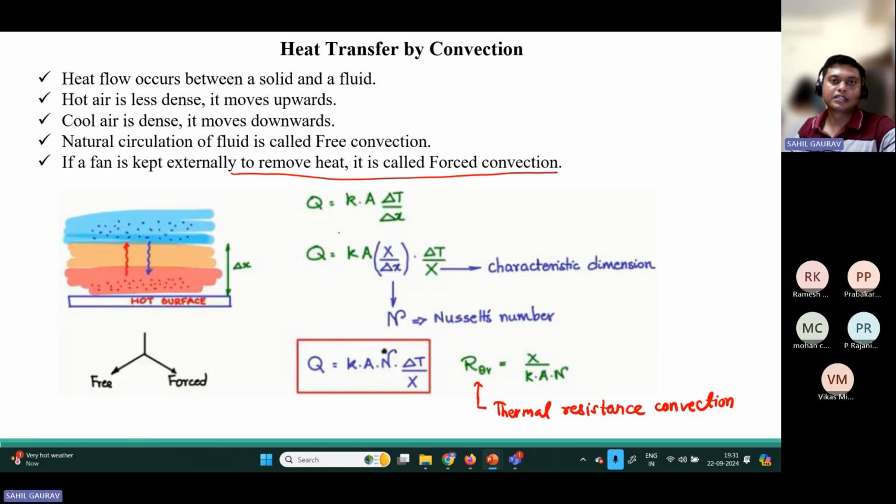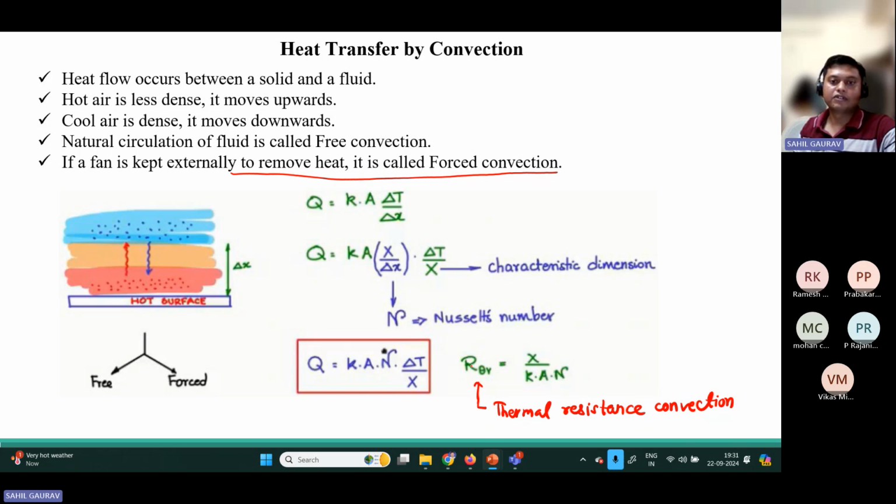Now, if you write the term for convection, before this for conduction we have seen Q equal to K into A delta T upon delta X. Multiplying and dividing by X, the characteristic dimension, in the numerator and denominator, it comes like this. Here we define a number, the Nusselt number. Nusselt number is X upon delta X, where X is the characteristic dimension. So the heat transfer rate for convection is K into A into Nusselt number into delta T upon X.